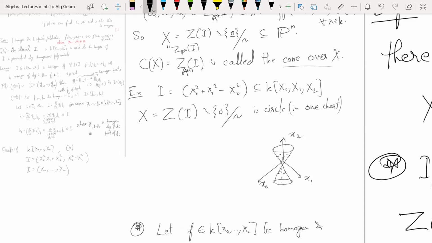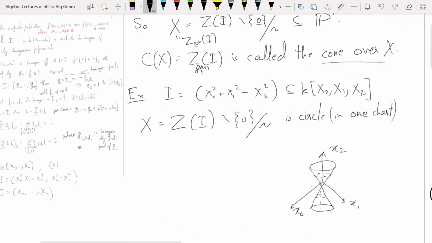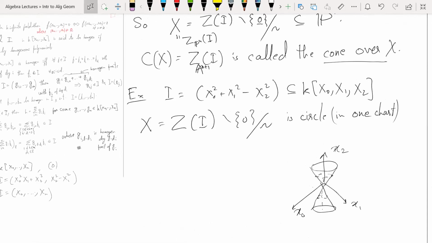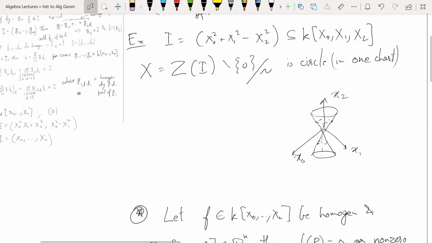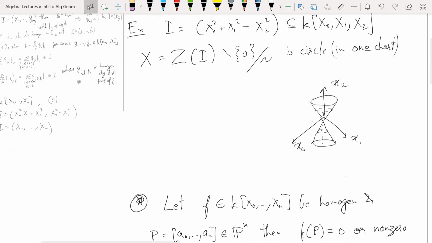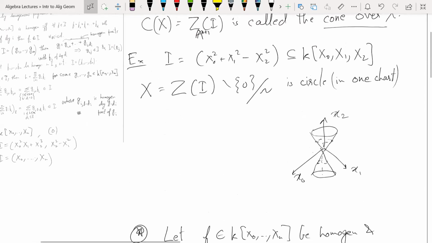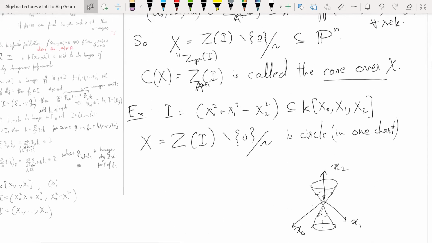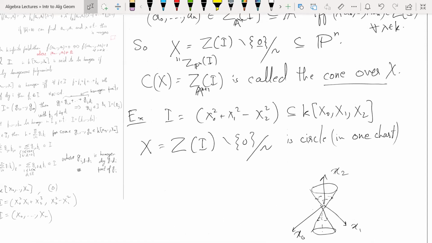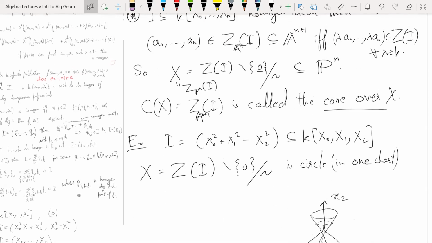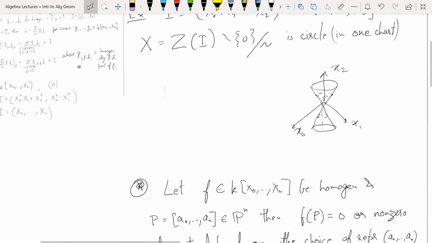So that's a familiar term in topology as well, and that is what one does. Okay. So this is what one gets when you want to look at some algebraic subset of Pn.